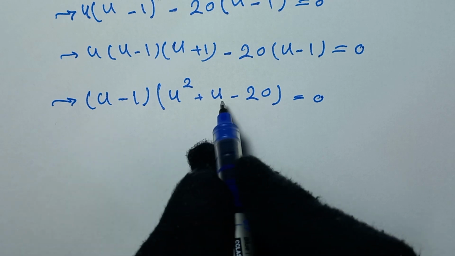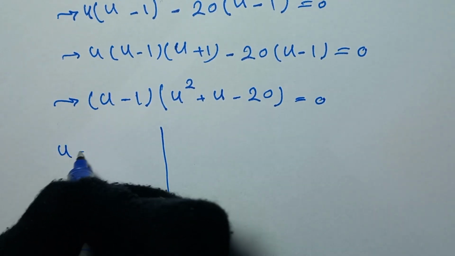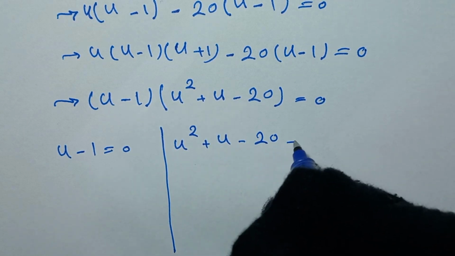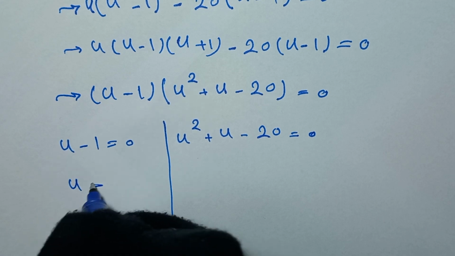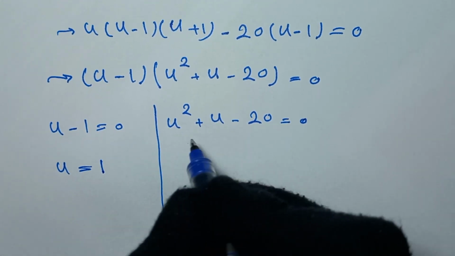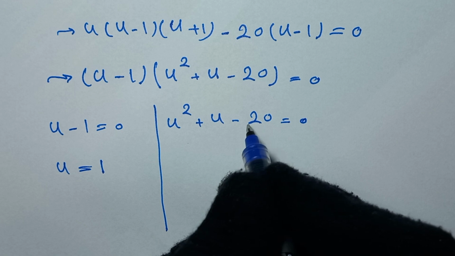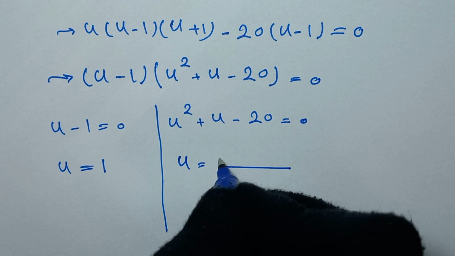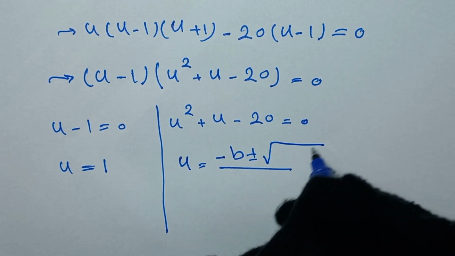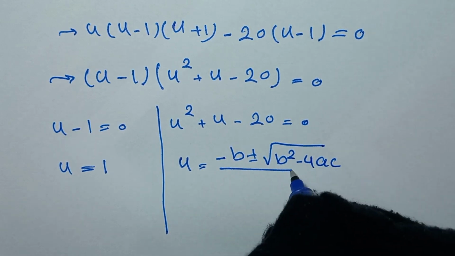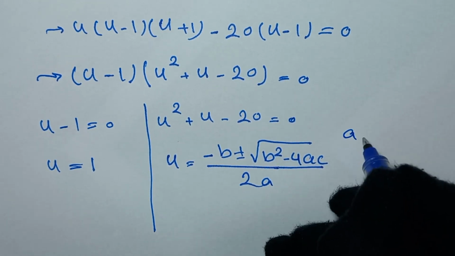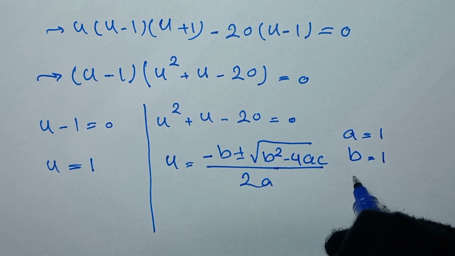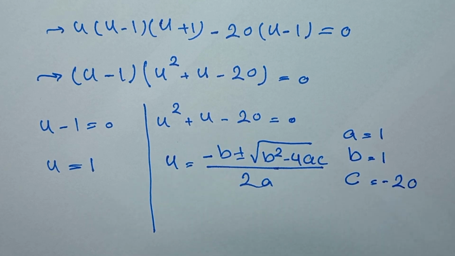And here we have two solutions for u. u minus 1 is equal to 0, and u squared plus u minus 20 is equal to 0. And here u is equal to 1, and u squared plus u minus 20 is a quadratic equation, and we use the quadratic formula, which is u is equal to negative b plus or minus the square root of b squared minus 4ac, over 2a, where a is the coefficient of u squared, which is 1, and b is the coefficient of u, which is 1, and c is the constant, negative 20.